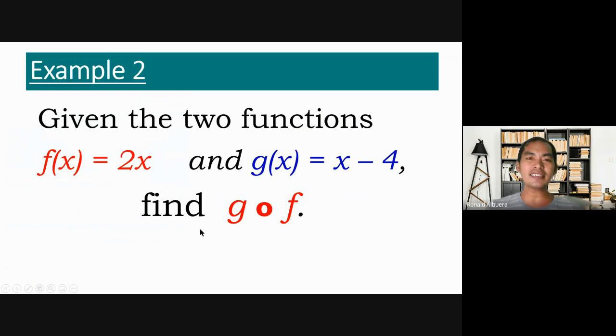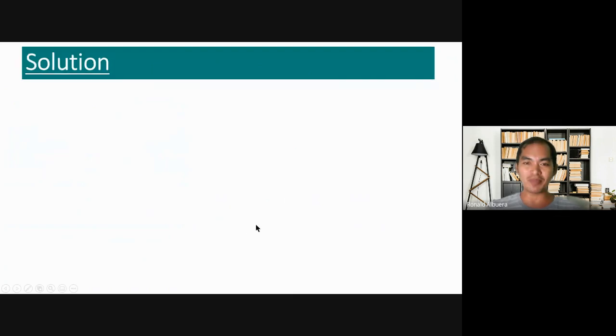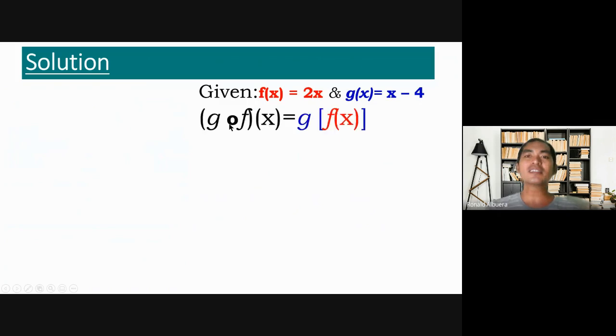Okay, another example. Suppose we have the given two functions, pareho ang given, f of x equals 2x and g of x equals x minus 4. This time, nabaliktad na, nauna no yung g. G circle f of x ang hahanapin natin. Always write first the given and write the formula. G circle f of x equals g of f of x.